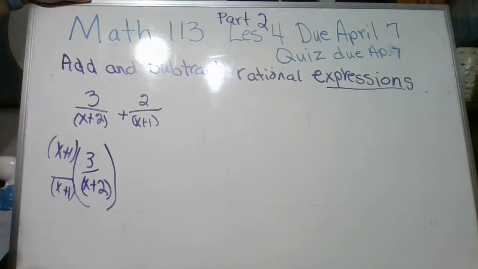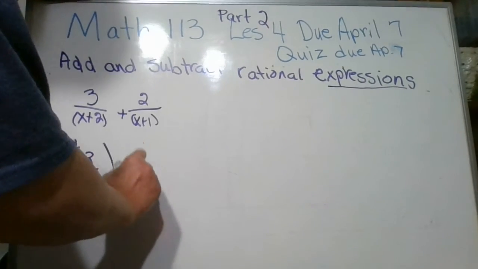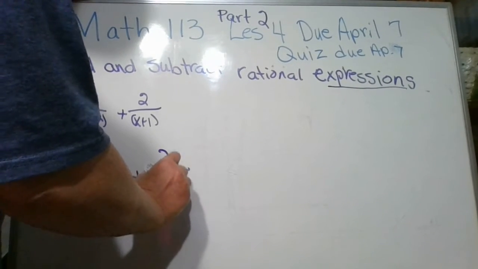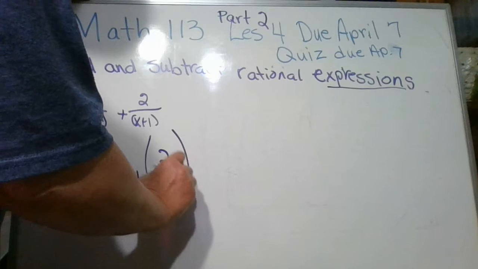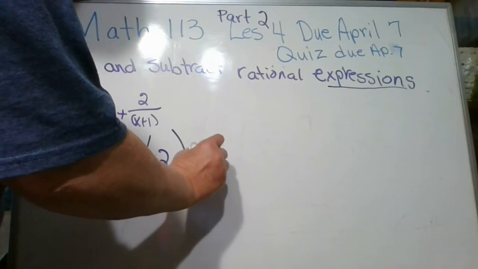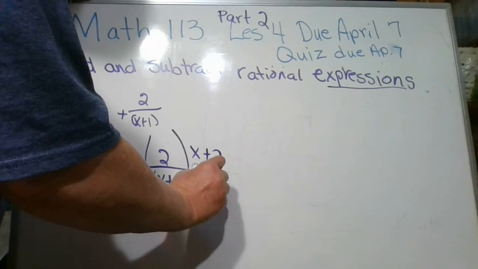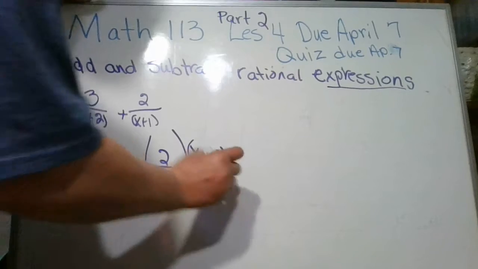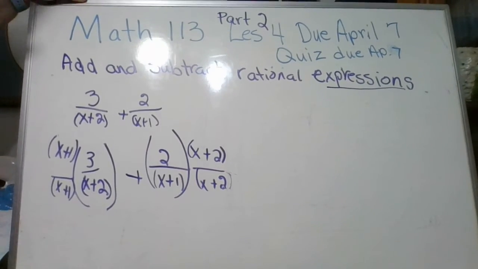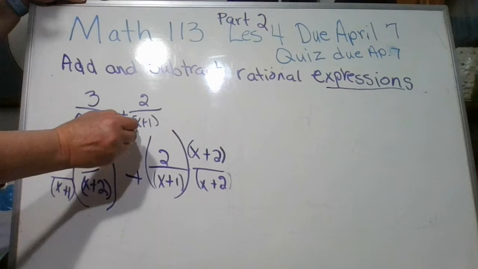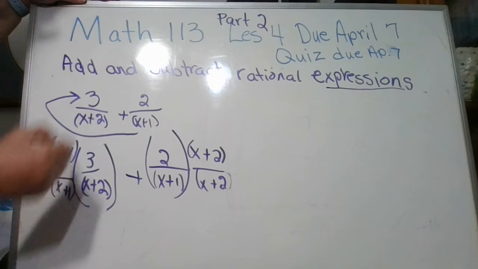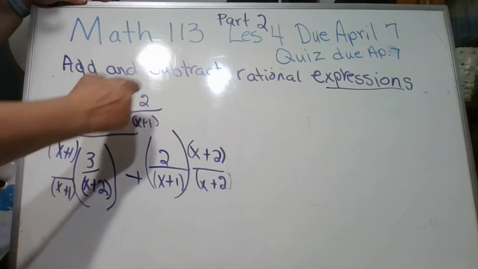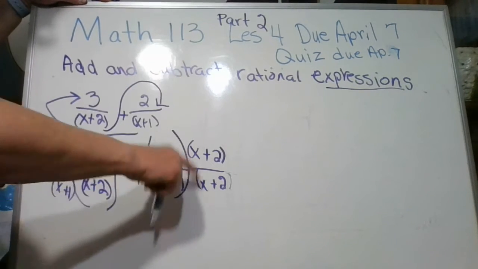Be sure you notice that those are in parentheses. Plus, I'm going to take my 2 over x plus 1, and I'm going to multiply it by x plus 2 over x plus 2. Because x plus 2 over x plus 2 is 1. Let's not get ahead of myself there. Notice, since these had no common factors, I multiplied this one by x plus 1 right here, and I multiplied this one by x plus 2 right here.